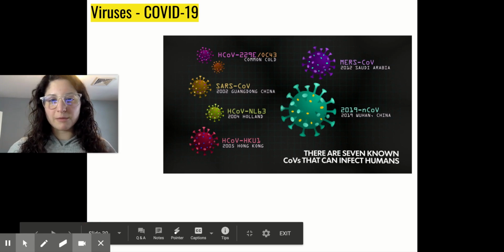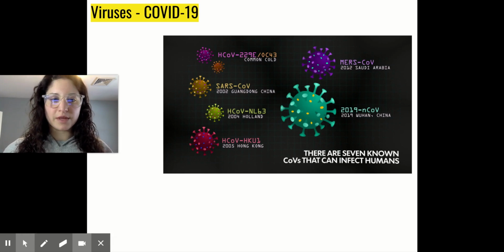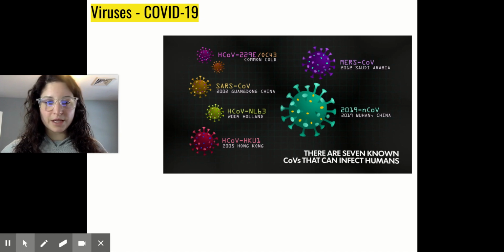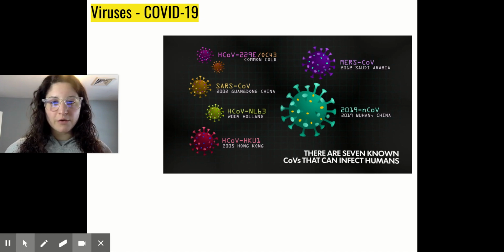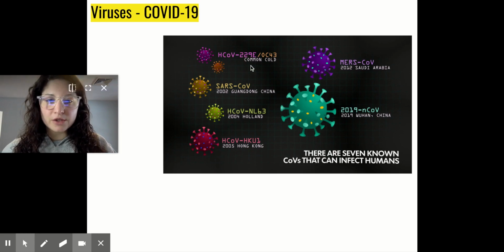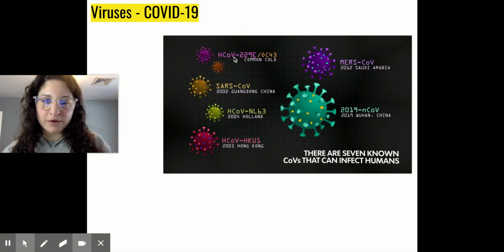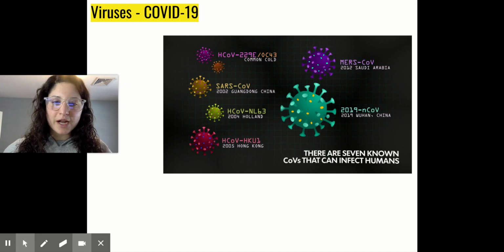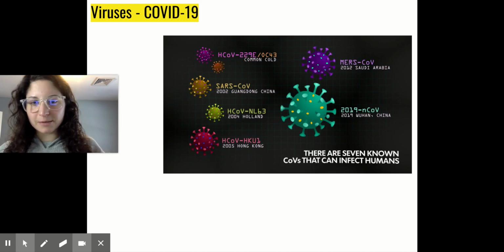So before we keep going, we also have to take into account that the coronavirus overall isn't a new virus to humans. We have been dealing with the coronavirus for many, many years, and I just wanted to include some examples of this. So the common cold that you get is actually caused by a coronavirus. It's this name right here, HCoV 229E. That's your common cold virus. It's another type of coronavirus.